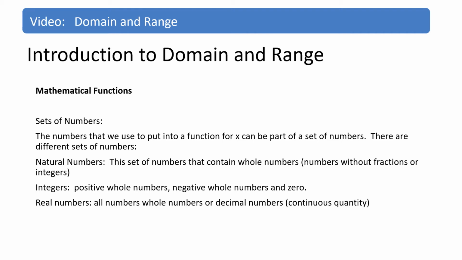The real numbers are all the numbers that we can use. They're whole numbers, decimal numbers, numbers that could be expressed as fractions, and they have a continuous quantity. They go on for infinity.